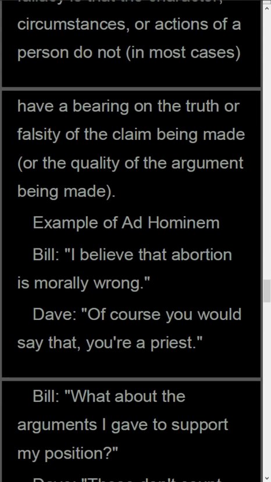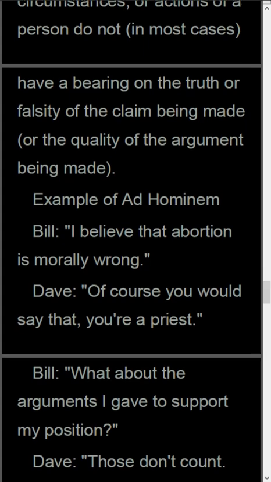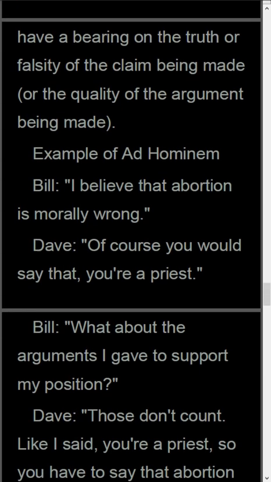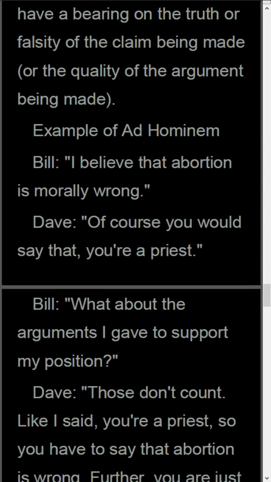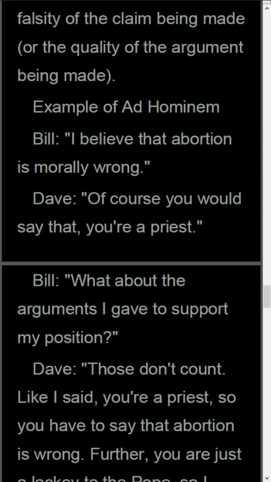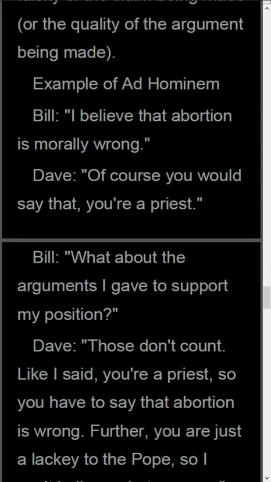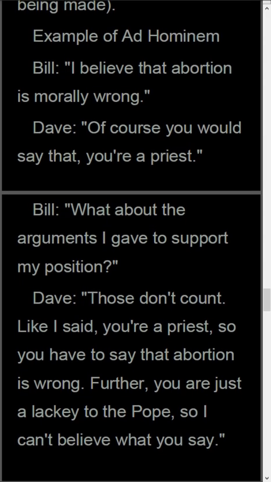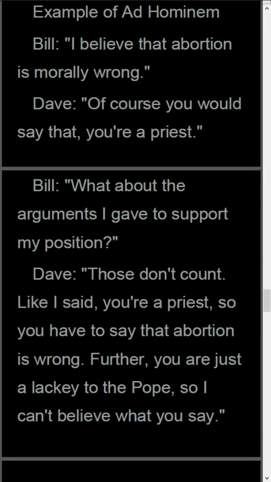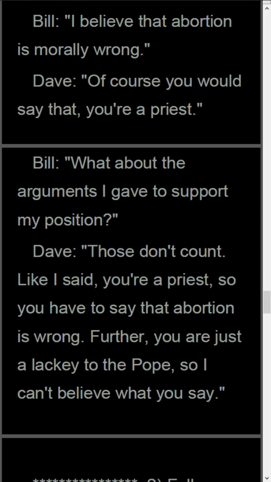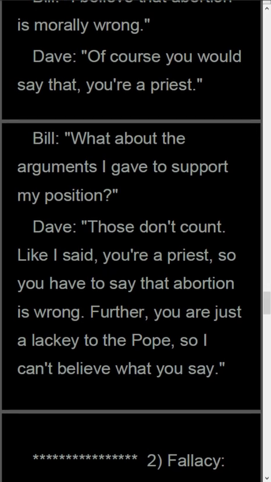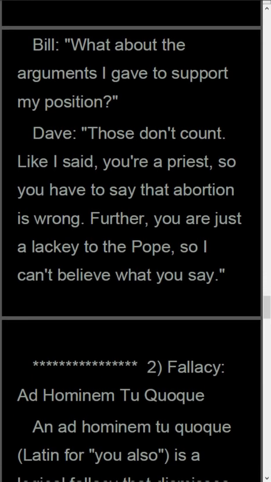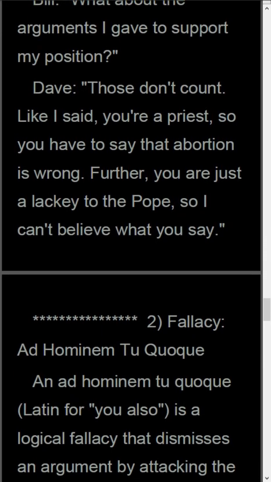Example of ad hominem. Bill: I believe that abortion is morally wrong. Dave: Of course you would say that, you're a priest. Bill: What about the arguments I gave to support my position? Dave: Those don't count. Like I said, you're a priest, so you have to say that abortion is wrong. Further, you are just a lackey to the Pope, so I can't believe what you say.